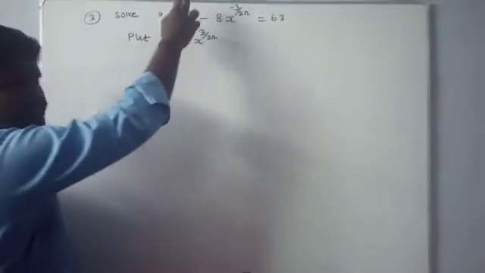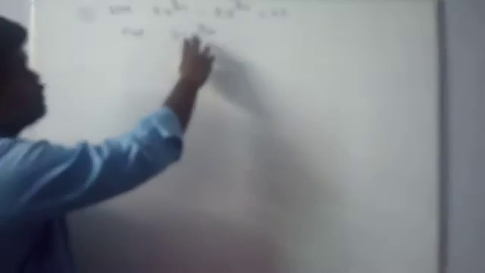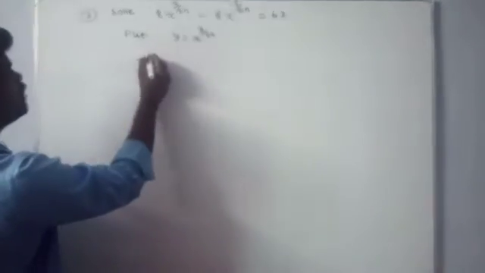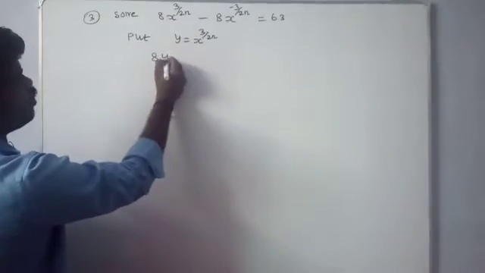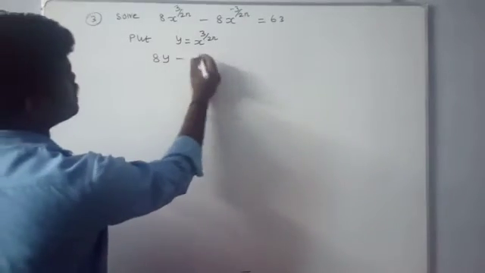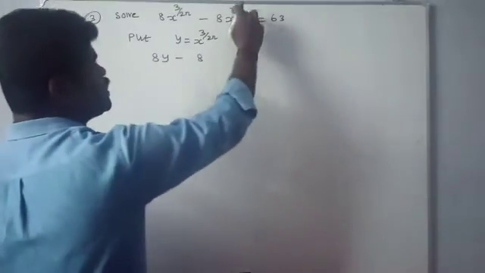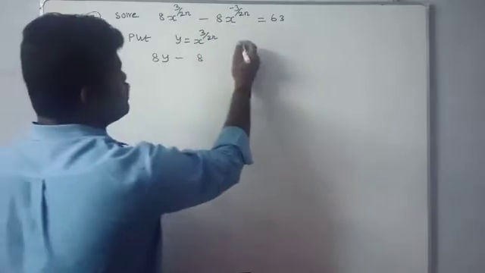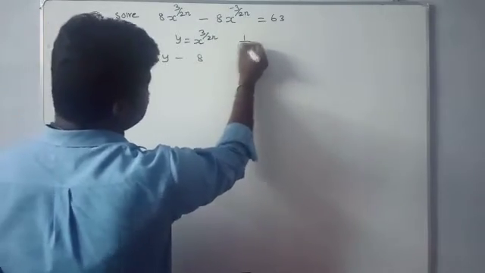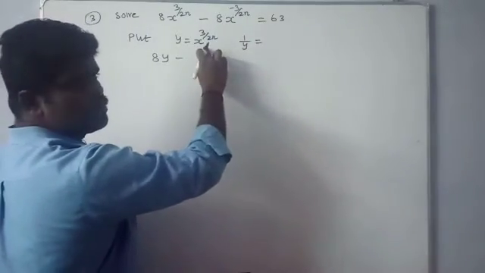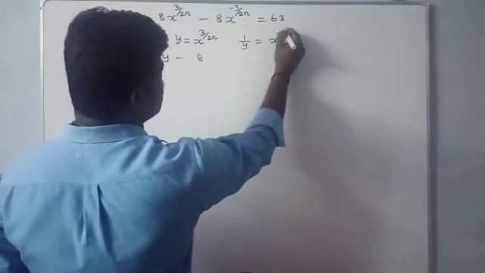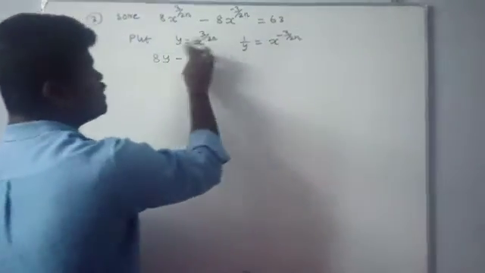This is the complicated factor, so we want to substitute by y. Now the equation must be changed as 8y minus 8 times x power minus 3 by 2n. That means 1 by y is equal to x power minus 3 by 2n, taking reciprocal on both sides.